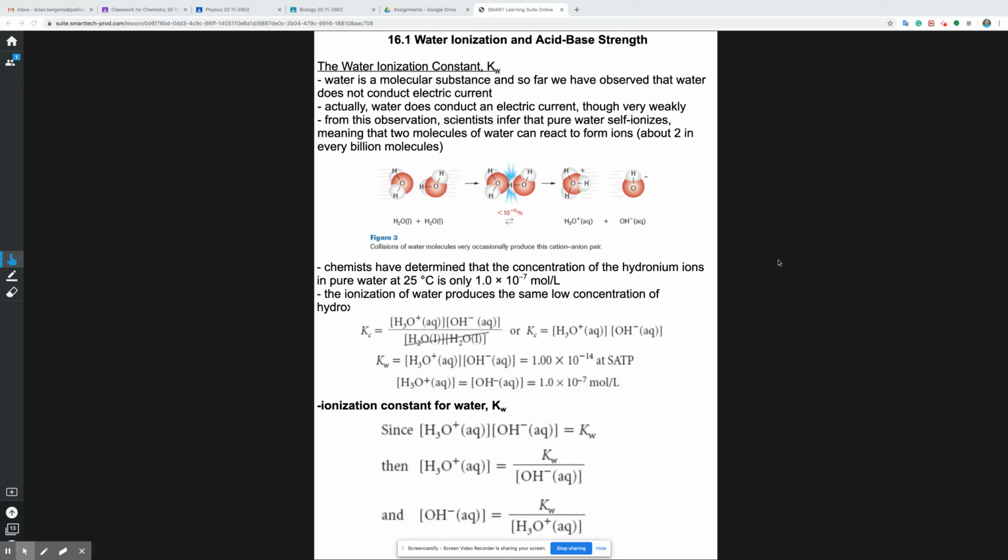So if we know this one and we know one of our other ones, then we can solve for our other concentration. So if we know the concentration of hydroxide, we can find the concentration of hydronium by going Kw divided by the concentration of hydroxide. Okay, if we know the concentration of hydronium, we go Kw divided by hydronium equals hydroxide. So it's just some more equations that you can add in to solve for our unknown.